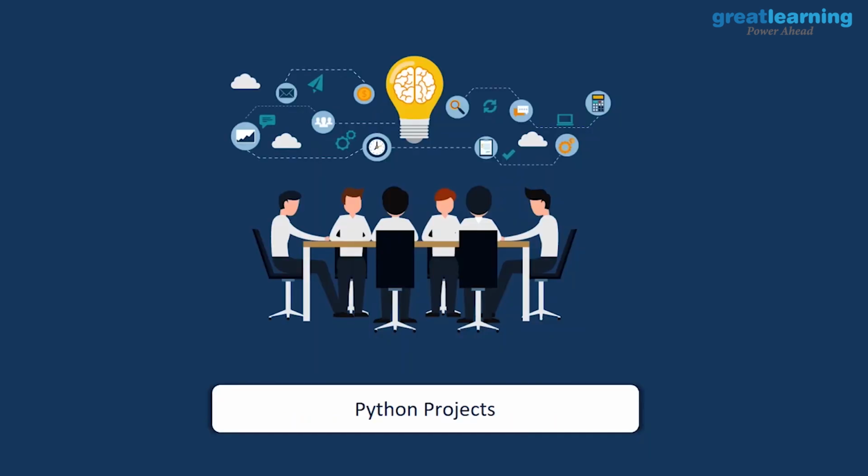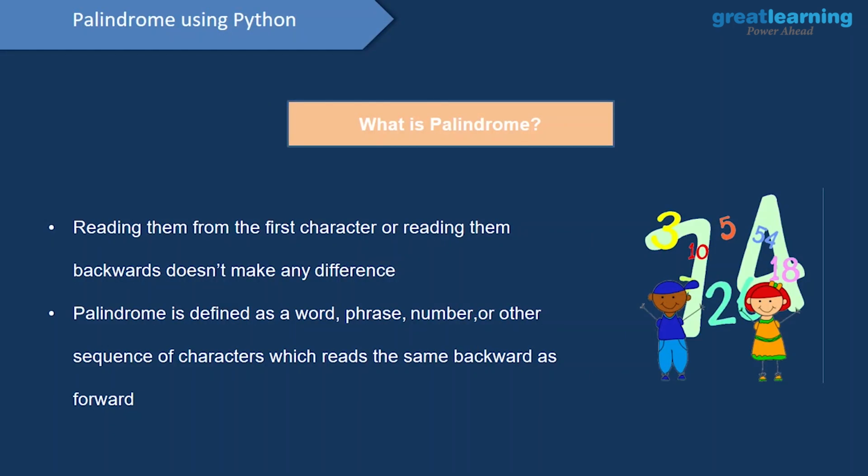Now we are going to talk about the Python project we are going to do, that is Palindrome. What is a palindrome? Basically, palindromes are those which you can start reading from the first character or reading backwards, and it doesn't make any difference. Suppose you are going to read a particular string or set of characters, and if you start reading from the first, it is the same. If you start reading from the last, it is the same. So let me give you an example.